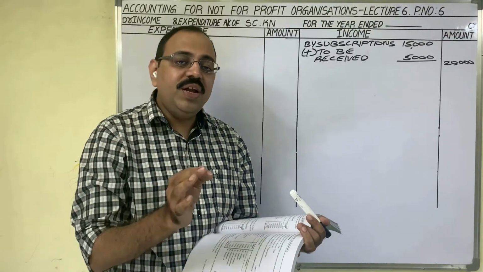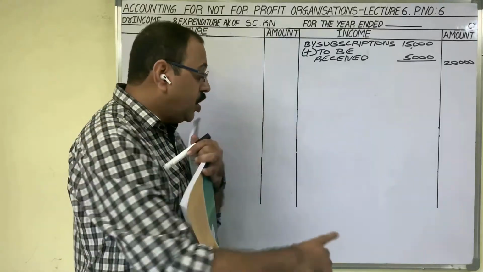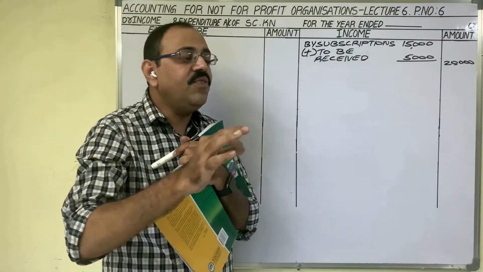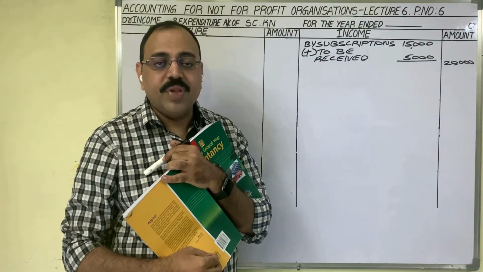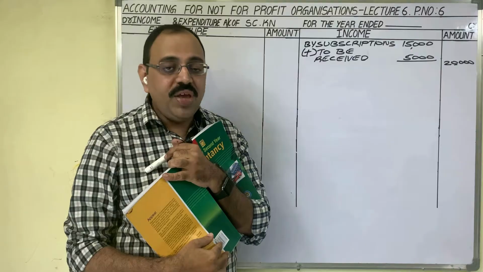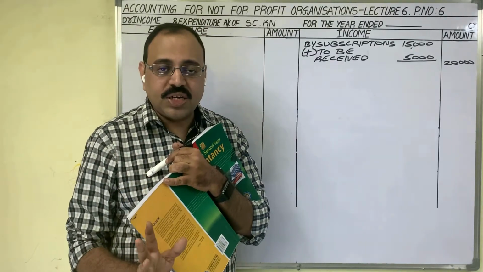Therefore, you can treat it as revenue or capital. Only thing is, you have to mention a note below the table. So donations are treated as capital income or donations are treated as revenue income. If he gives any specific instruction, then we should follow that instruction.